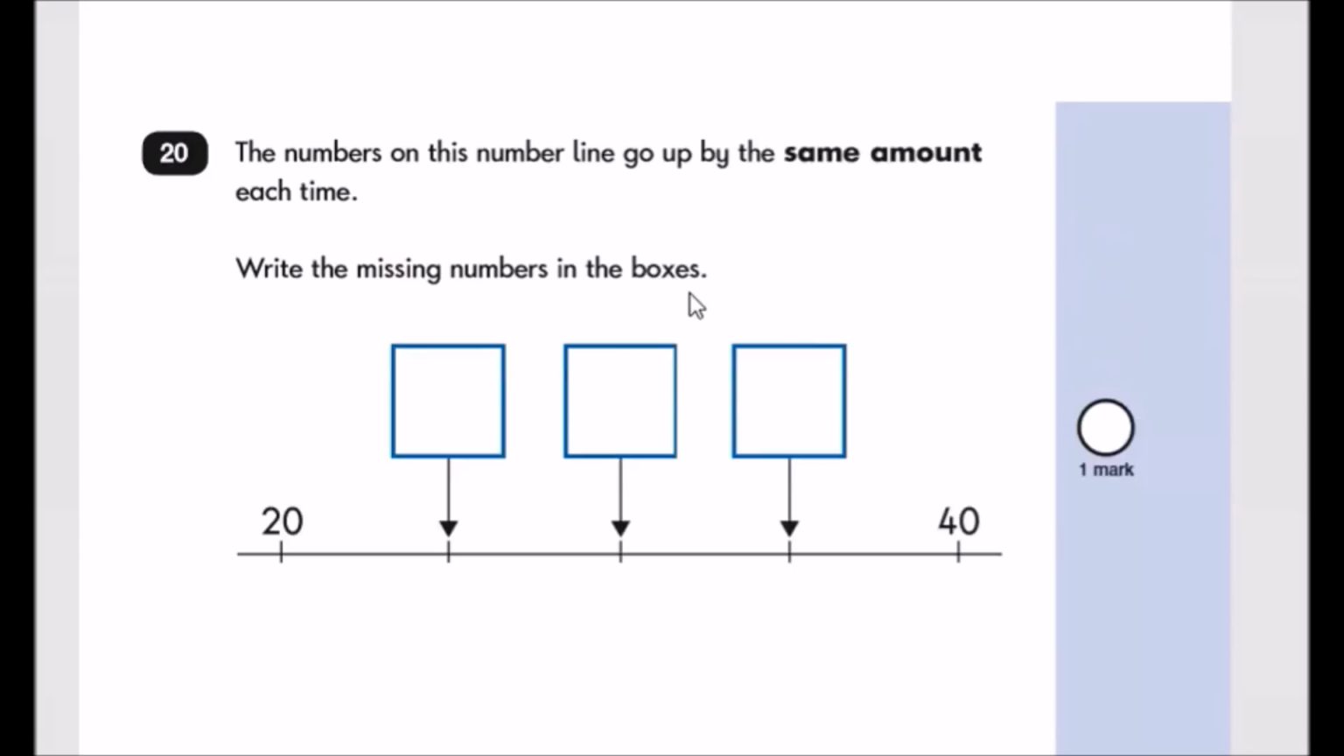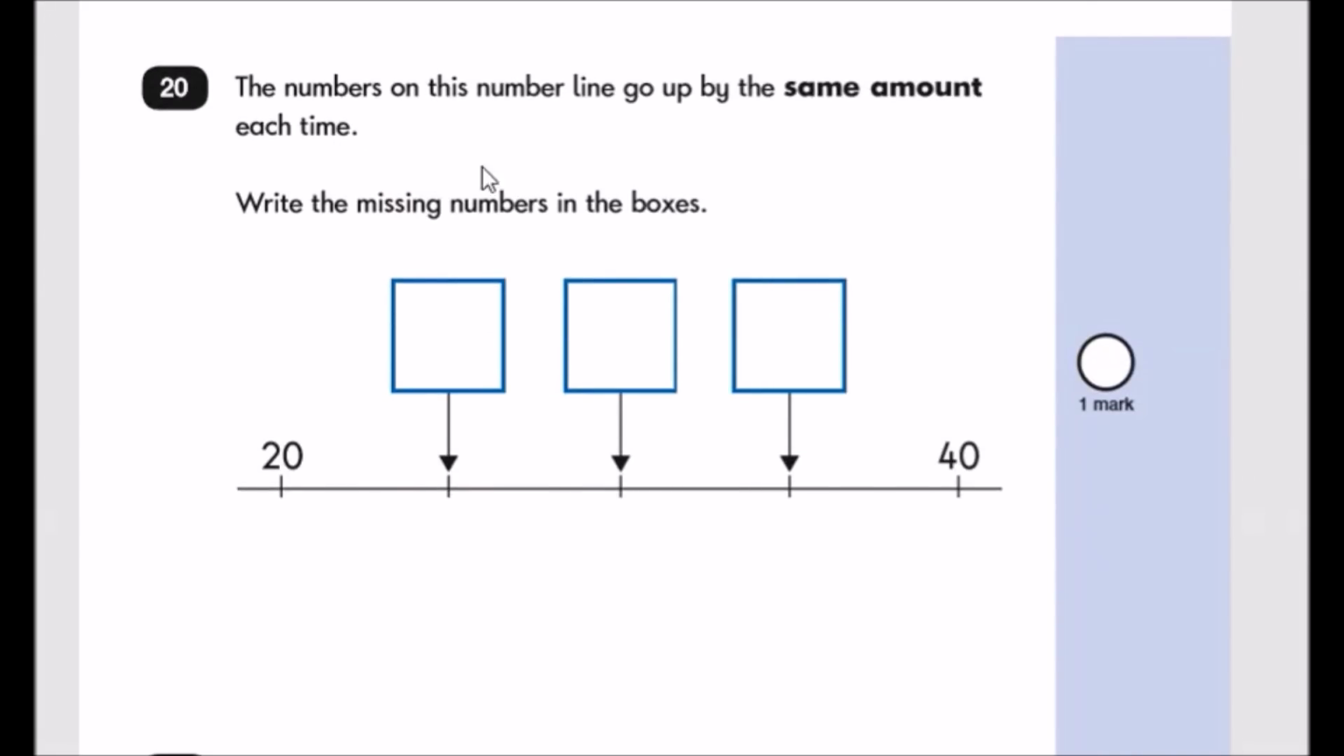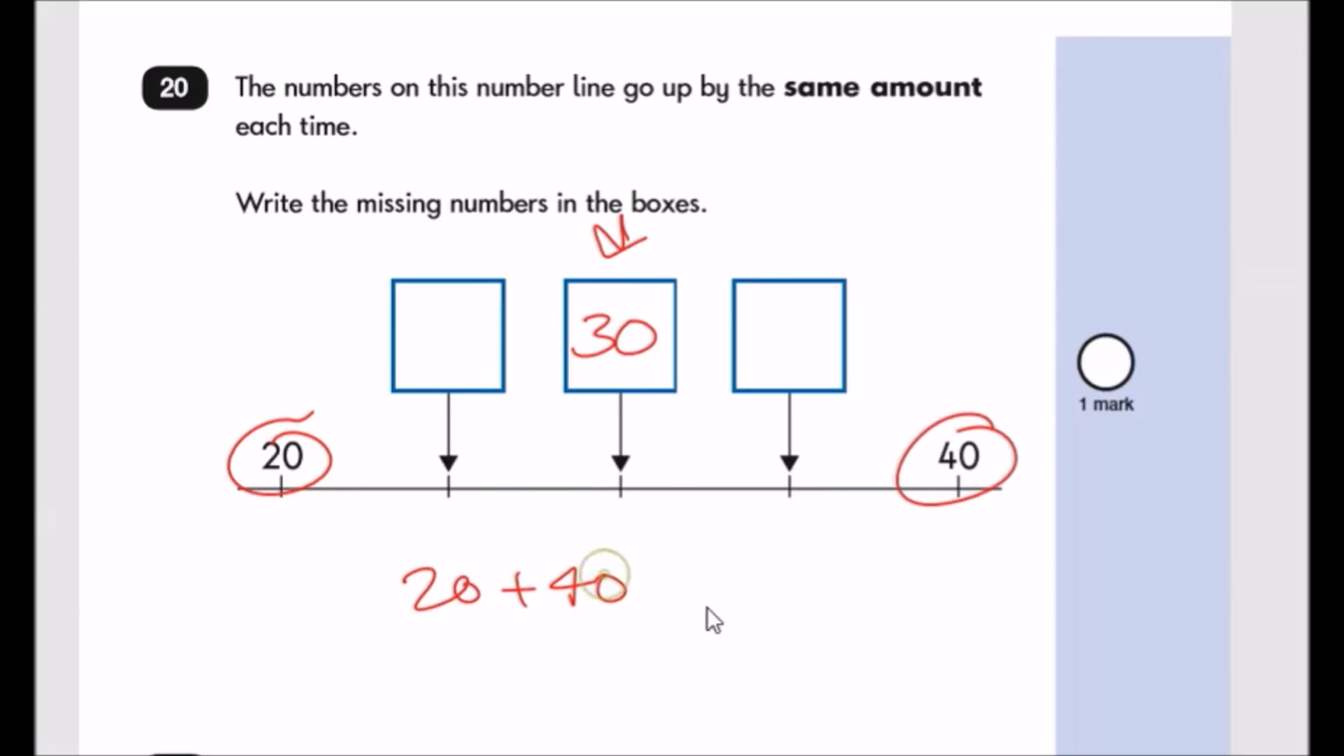Okay, number 20. So the numbers on this number line go up by the same amount each time. Write the missing numbers in the boxes below. So we got 20 on this side and 40 on the other side. The best way to do this is to always figure out the middle number and then figure out the next middle number around them, so we can figure out what we're going up in. So if we got 20 and 40, the number halfway between 20 and 40 has to be 30. If you're not sure how to do it, a trick is to add both numbers together. 20 add 40 should give us 60, and then half it. So do 60 divided by 2.